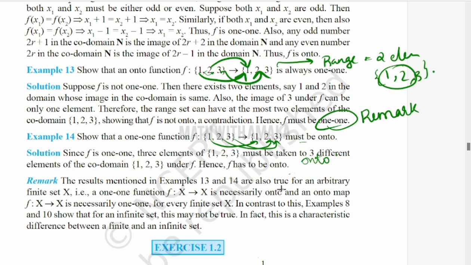There is a particular remark that for a finite set, a 1-1 function implies onto, and also an onto map implies 1-1, but it is not the case for infinite sets, because it is not necessary that this characteristic should hold in infinite sets.